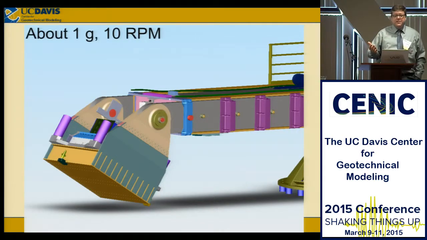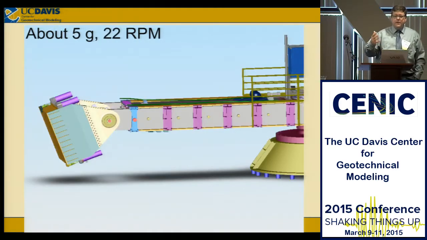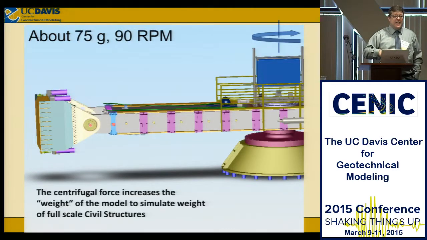As the centrifuge spins up, that bucket spins out. And so the G-force is always basically down on the model. So at 75 Gs, you can see the bucket is swung completely out. The centrifugal force is simulating the weight of a larger structure. So if you have a 2-foot deep soil, that centrifugal load becomes 150 feet. At 75 Gs, it's going about 90 RPM. That's 200 miles an hour. Remember, that bucket weighs 20,000 pounds.